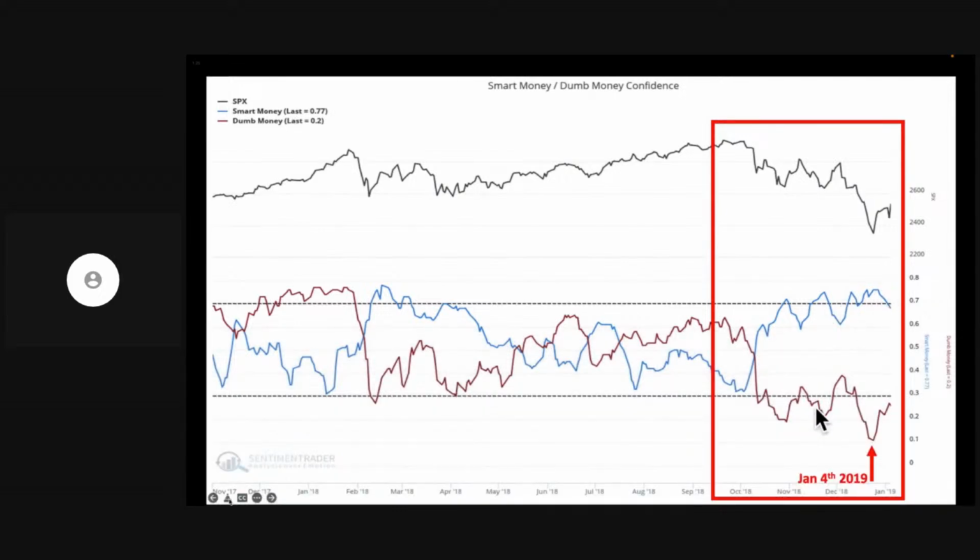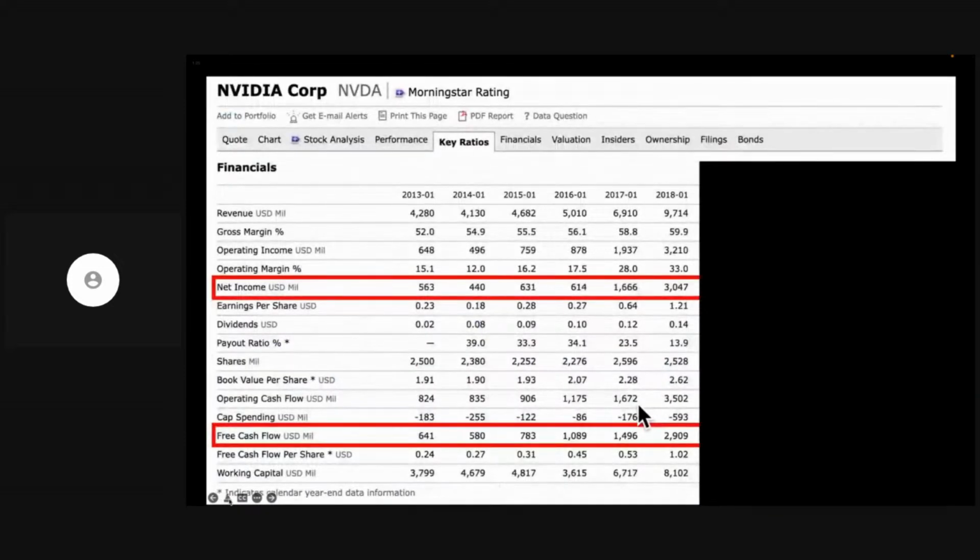So you decide to go against the grain as what's taught by Benjamin Graham. Be fearful when others are greedy and be greedy when others are fearful. So you begin doing your analysis of a company that's free cash flow positive and net income positive.